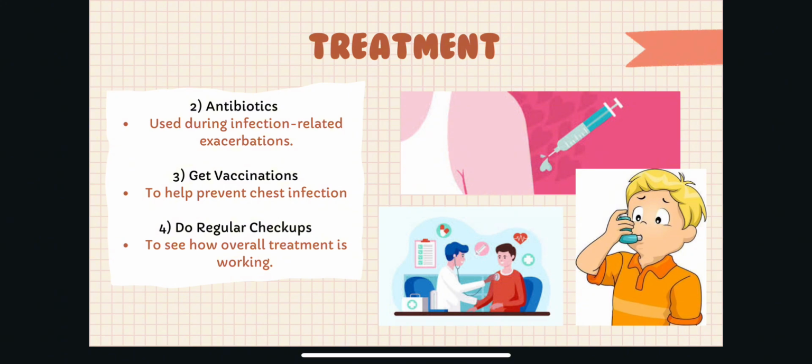In addition to medication, people with COPD are encouraged to stop smoking, as this can greatly slow the disease progression. They should also get vaccinated to prevent chest infections like the flu or pneumonia, which can make symptoms worse. Finally, regular checkups are important to monitor progress and adjust treatment as needed. With the right care, many people with COPD can live long and fulfilling lives.